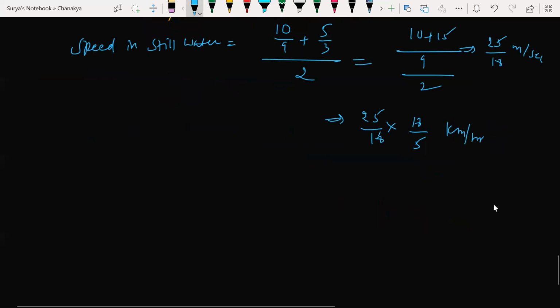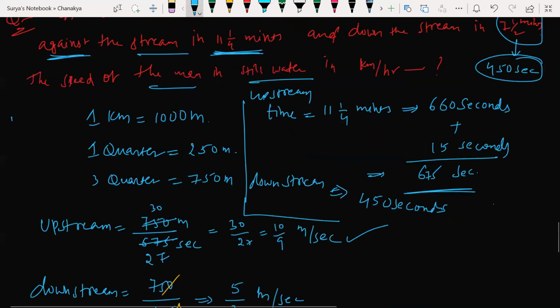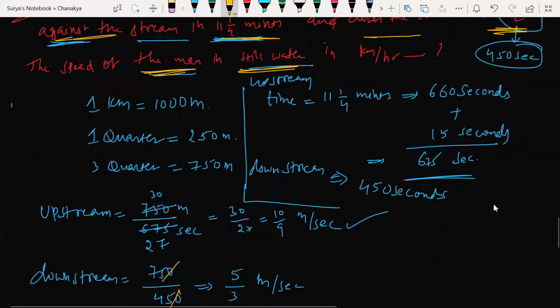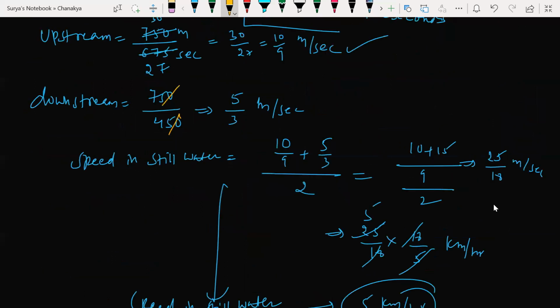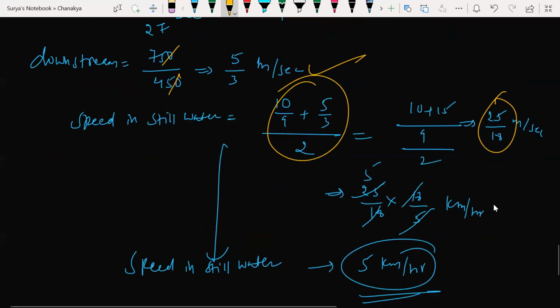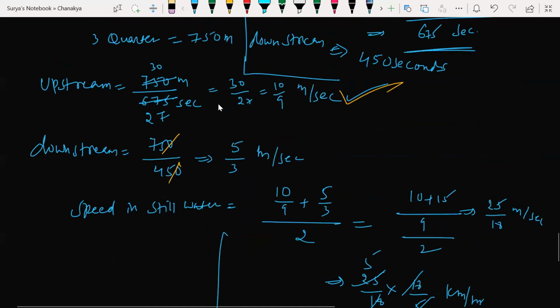Yes, very easily. So 18 and 5 cancel, and I get 5 kilometer per hour. Simple, this is the speed in still water. Guys, you just try to understand what exactly the question is talking about. This is the kilometer against upstream and downstream. So what do I need? The speed of the man in still water. I know the formula: speed of the upstream plus speed of the downstream divided by 2. So I calculated the speeds, and the average is 25 by 18. I'm just converting into kilometer per hour. So I got 5 kilometer per hour.